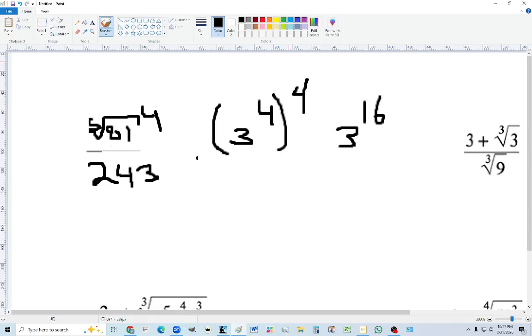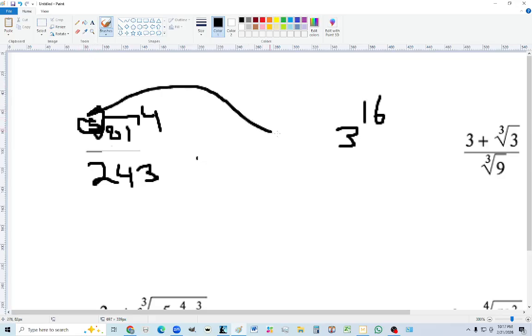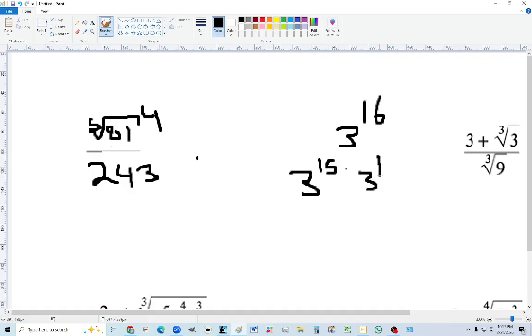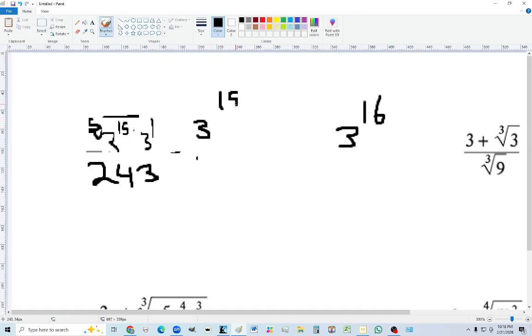Now the secret to working with any root is, if this is a 5, you've got to find the number up here that can be divisible by 5. And the lowest number that can be is 15. So that's the same as 3 to the power of 15 times 3 to the power of 1. Which means this 81 to the power of 4 can be replaced with this inside. Well, these can both be rewritten like this: 3 to the 15 over 5 times 3 to the 1 over 5.